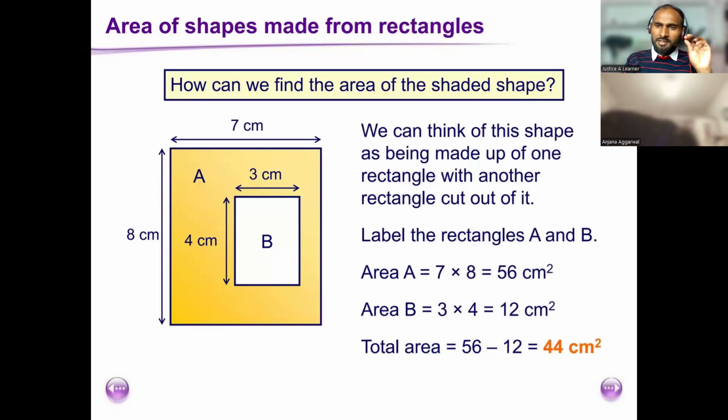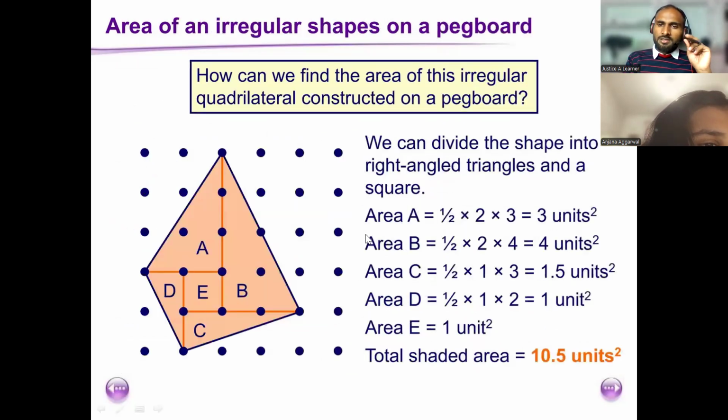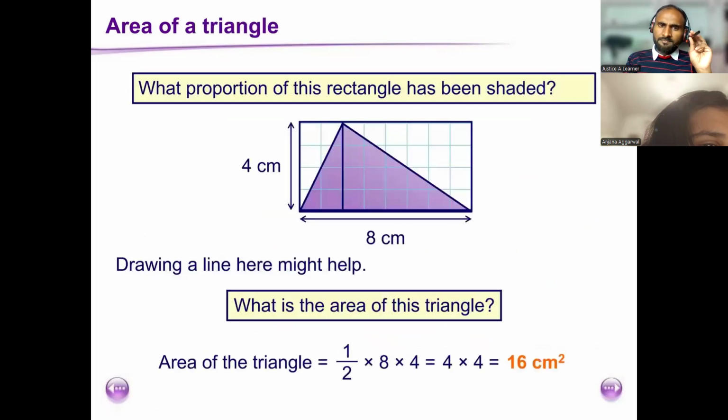We discussed these kinds of shapes earlier. Can you find the area? Finding the total and then subtracting the part which we need to get, like this. Right. Okay. Area of a triangle we discussed already.